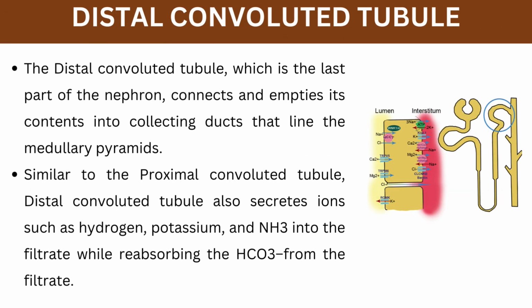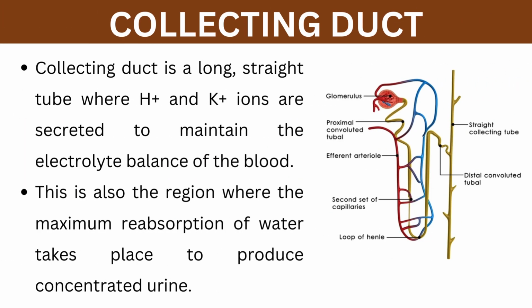The distal convoluted tubule, which is the last part of the nephron, connects and empties its contents into collecting ducts that line the medullary pyramids. Similar to the proximal convoluted tubule, distal convoluted tubule also secretes ions such as hydrogen, potassium, and NH3 into the filtrate while reabsorbing the HCO3 from the filtrate. Collecting duct is a long, straight tube where H+ and K+ ions are secreted to maintain the electrolyte balance of the blood. This is also the region where the maximum reabsorption of water takes place to produce concentrated urine.